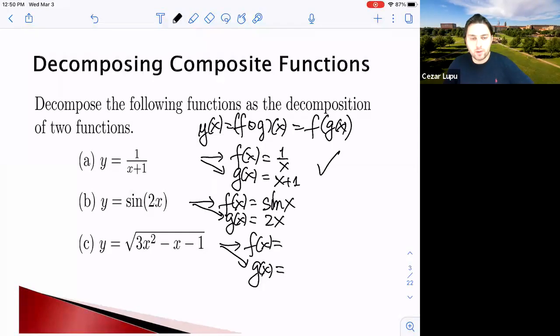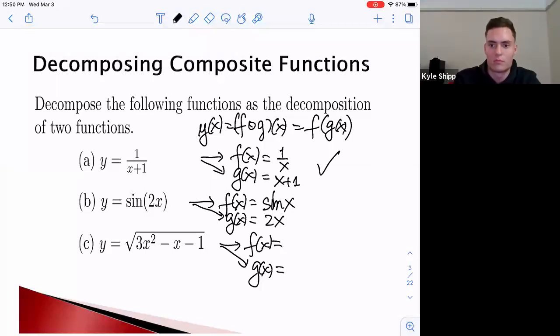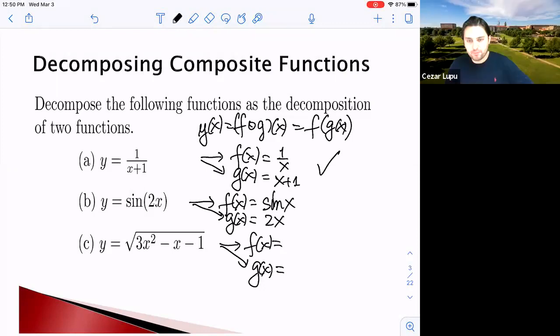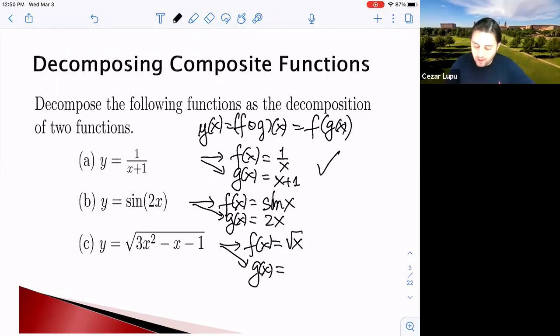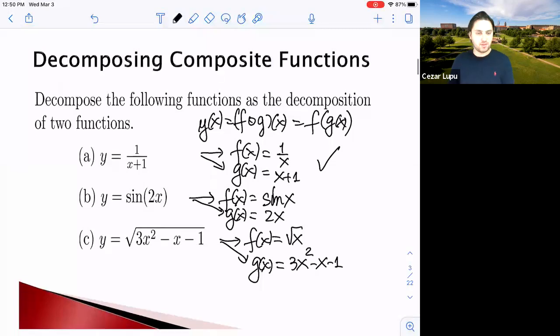And for the third one, I would like to hear somebody else. Not Kyle, maybe somebody else will answer. So what is f, what is g? Is f the square root and g the actual function inside? Exactly. So f is the square root of x, and g of x will be 3x squared minus x minus 1. That's it. This is how you recognize the composition of functions.